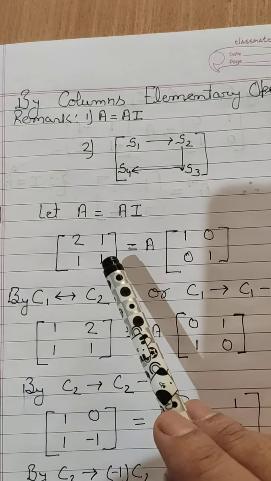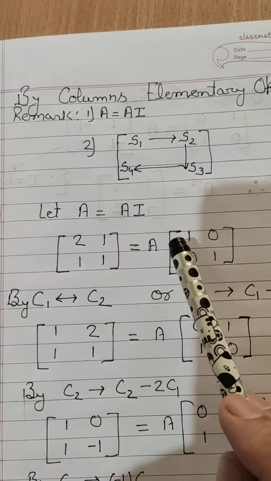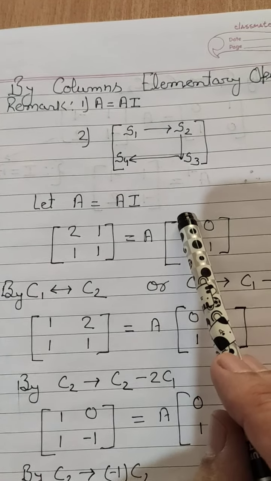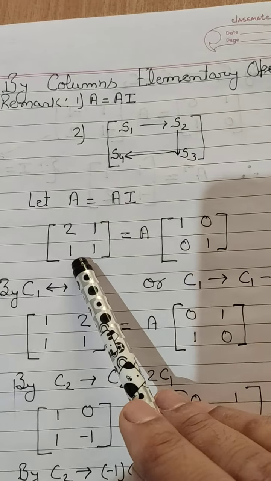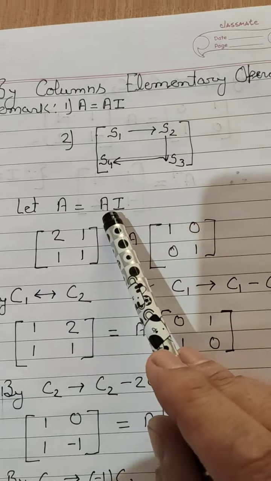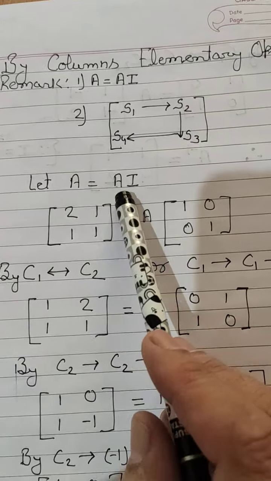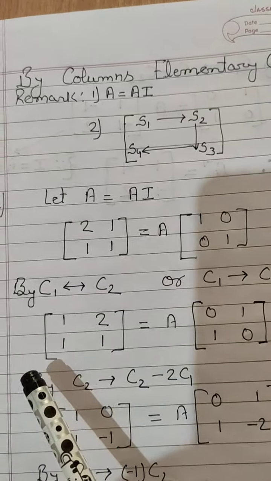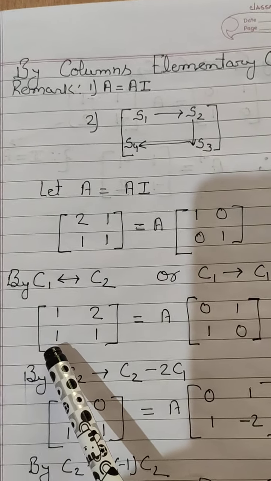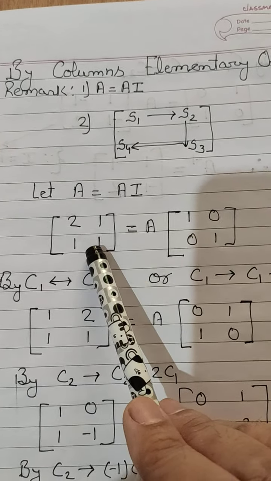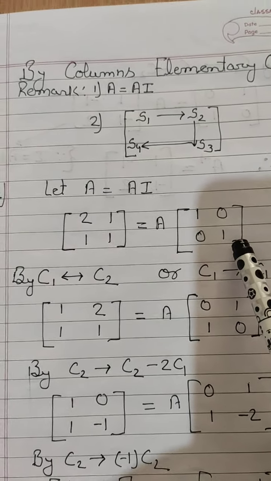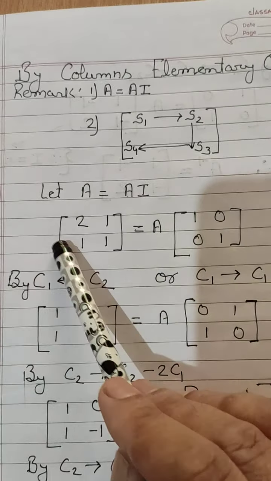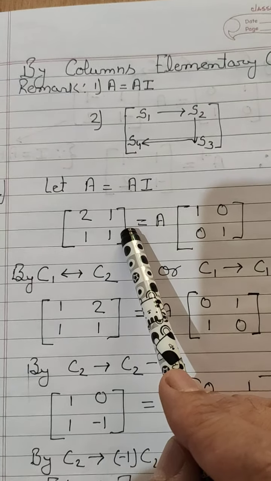Just now I explained with row operation, and now I am explaining with column operation. A is equal to AI. Substitute the value of A. I value is what? Identity matrix 1 0 0 1. Like row operation, you have to apply the operation in LHS, but which operation? Column operation. What you apply in LHS, the same you have to apply in RHS, and this matrix you have to change into identity matrix.